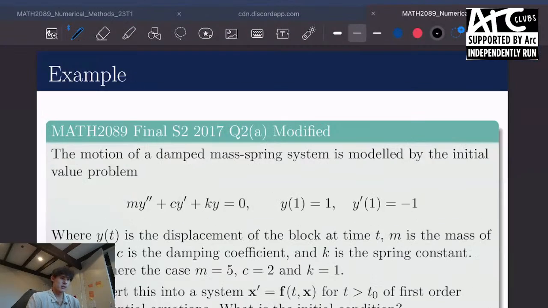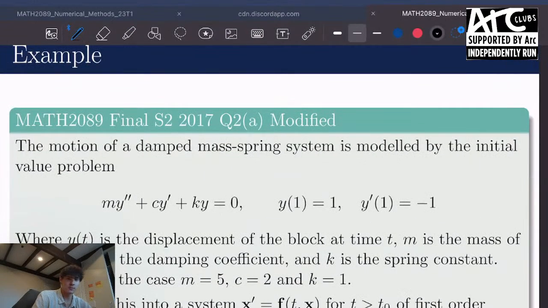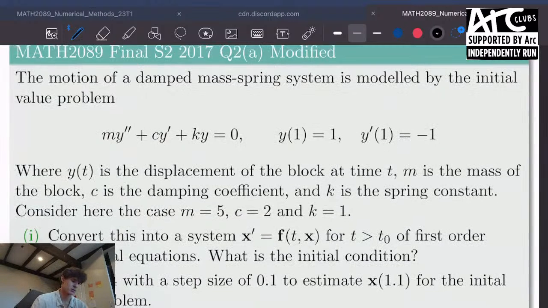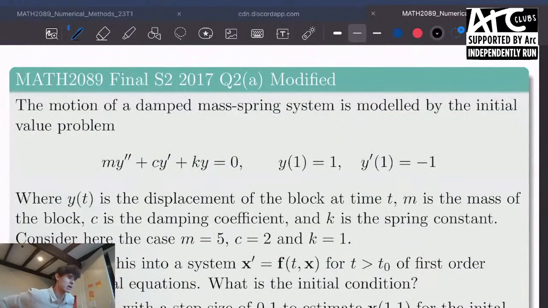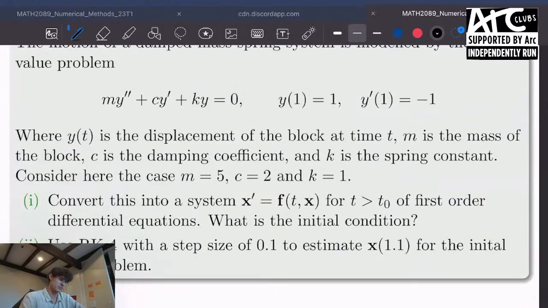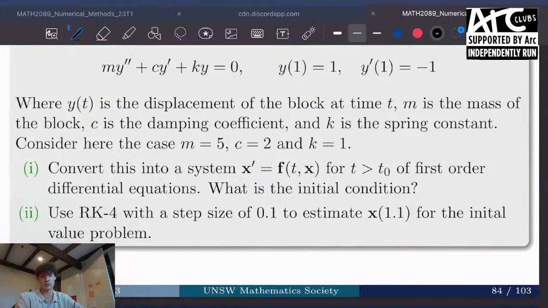So now let's look at a question to apply this in practice. The motion of a damped mass spring system is modeled by this initial value problem. What we have here is a second order differential equation, right? We saw that these Runge-Kutta methods and Euler's method were only capable of handling first order ODEs. However, we can make this second order differential equation a system of first order differential equations. So how do we do that?